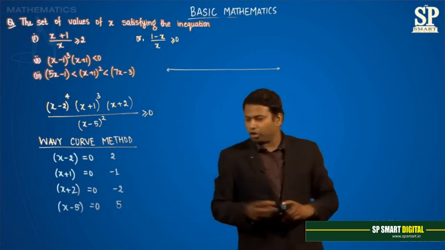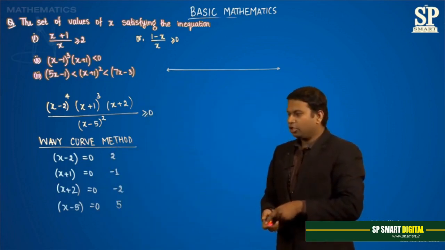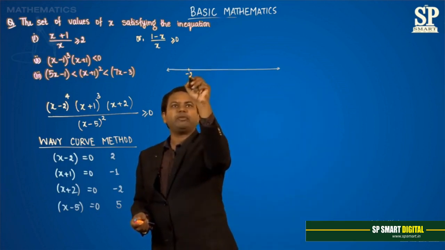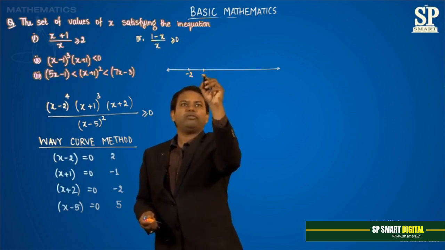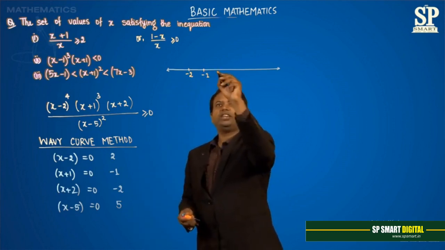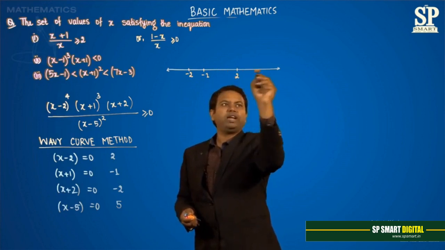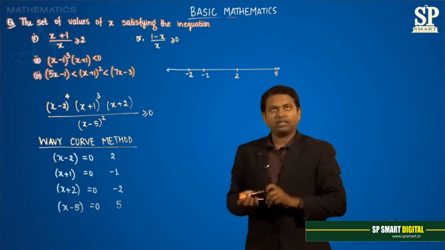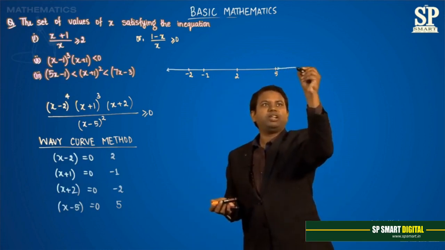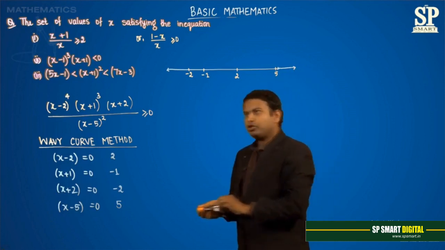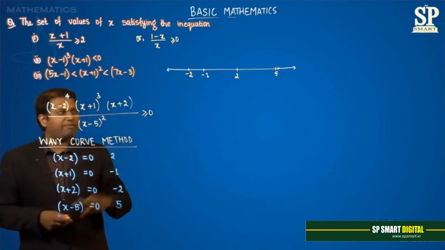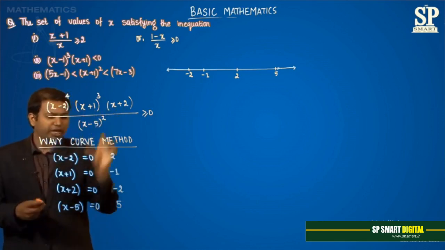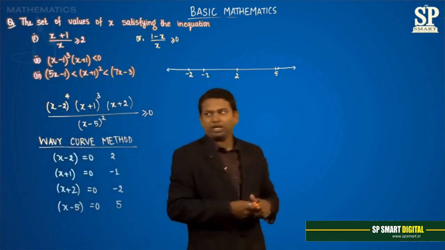Let us now mark all the points that we have here. So minus 2 is the smallest. Let me take minus 2 here. Minus 1 would be here, let's say 0, 1 and 2. And let me take 5 to be somewhere here. Let us extend the number line on the right side a bit. So what we have done is we have found all the points where these bracket terms become 0 individually, and we have marked them on the number line.